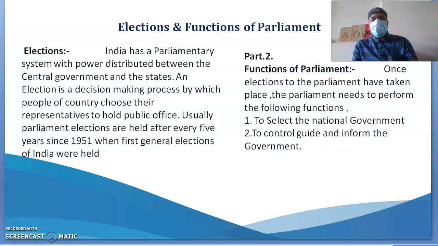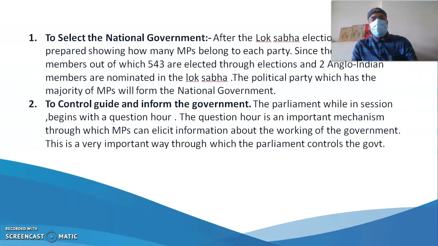Functions of parliament. Once elections to the parliament have taken place, the parliament needs to perform the following functions. Number one, to select the national government, and number two, to control, guide and inform the government. First, to select the national government.